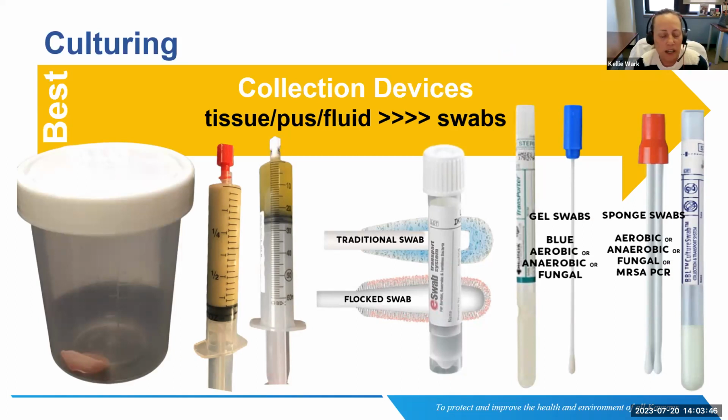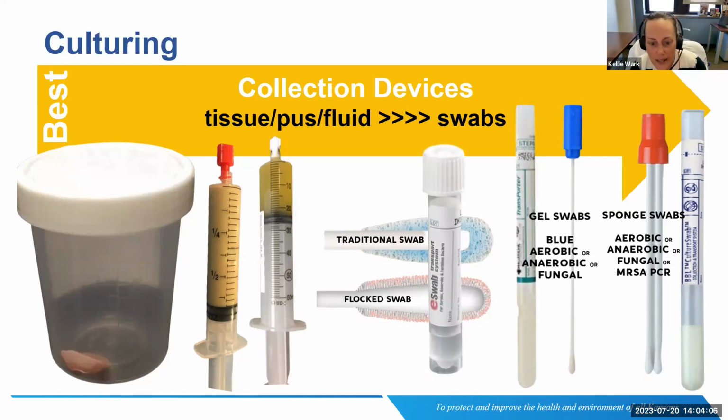So really you're working on specimens. If you can send specimens, pus, that is really going to be the most helpful in identifying your culprit, versus when you get into the swab. There's a picture of the traditional swab versus the flocked, and you can see the flocked has a lot of those little bristles, so it's going to capture a lot more bacteria.